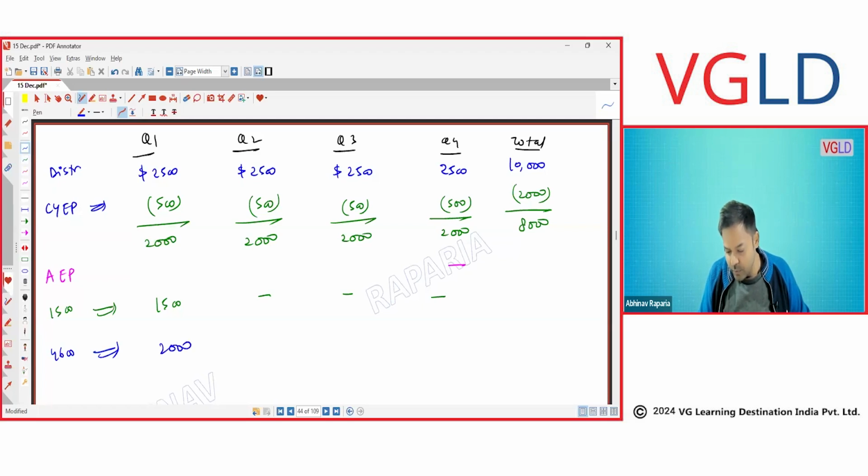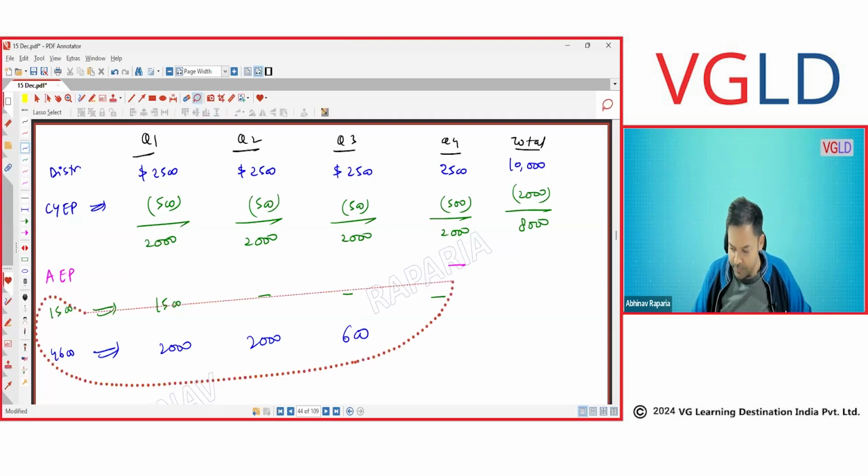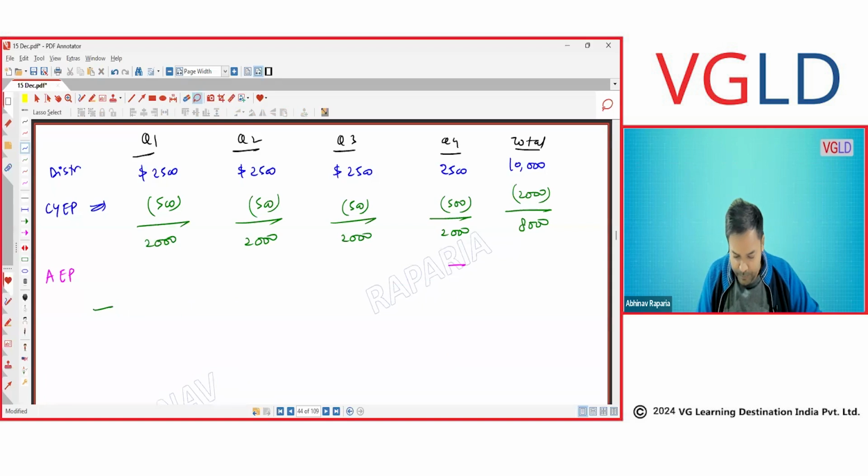2000. How much in Q2? 2000. How much in Q3? 600. Is this clear how we are doing it? Everyone, should I move? Perfect. That is the meaning chronologically. Ashraf, clear?